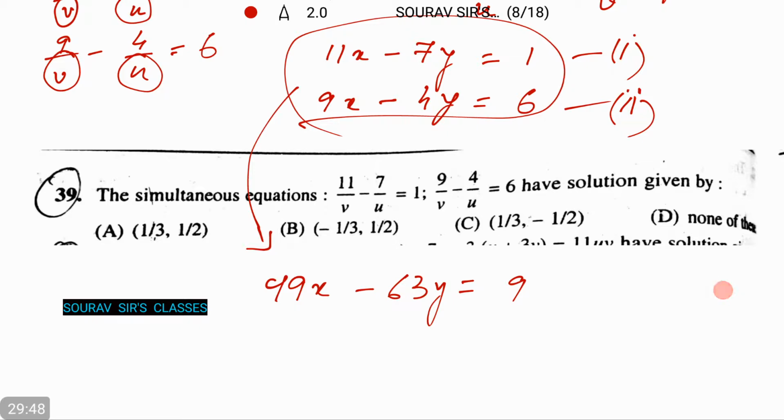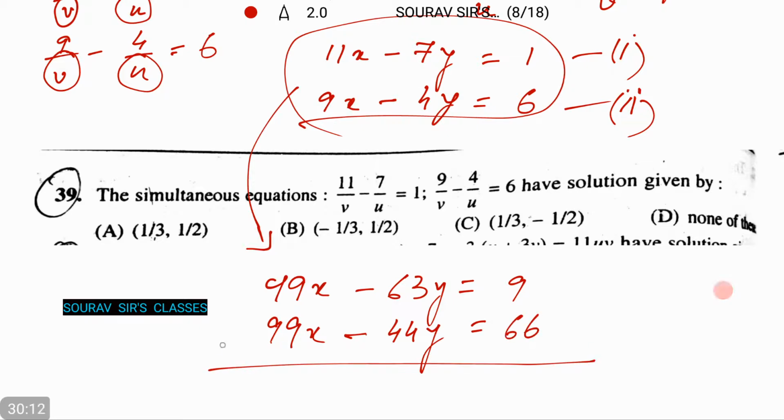And for the second, we'll multiply the coefficient of x from the first equation to the whole equation, which is 99x again minus 44y equals 11 into 6 is 66, and we subtract. And don't forget to change the sign here. So this becomes minus 63 plus 44. Since minus into minus gives us plus, we have minus 63 plus 44.